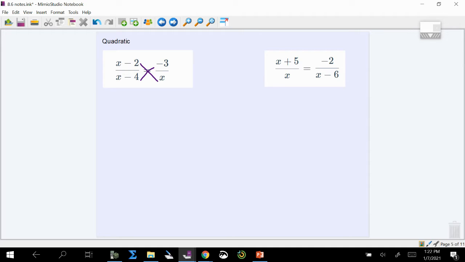So again, we're going to cross multiply. We're going to distribute the x. So we're going to get x squared minus 2x when I multiply here to here. And going the other way, I'm going to distribute the negative 3. I get negative 3x plus 12.